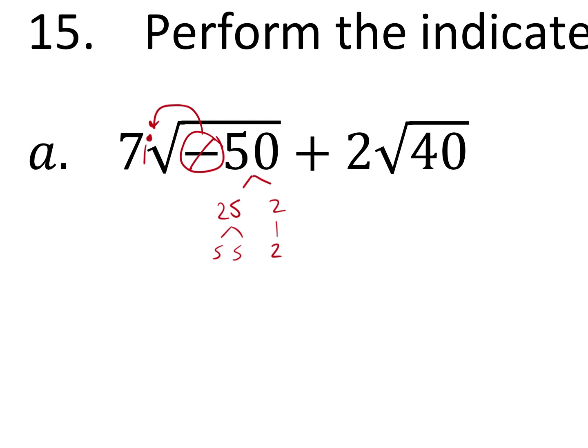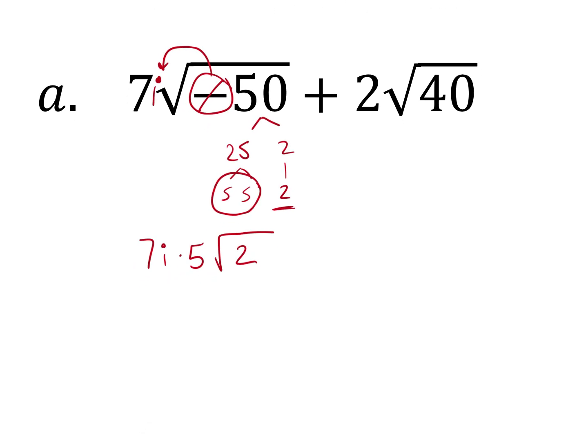So if I have any pairs, I circle them, and they come to the outside. So I already had a 7i on the outside, and I'm taking out a 5. What's left on the inside? 2. Anything that doesn't get a pair stays on the inside. What do I do outside now? Multiply them. If we have numbers on the outside, multiply them together. So it would be 35i square root 2. So that's just the first half.